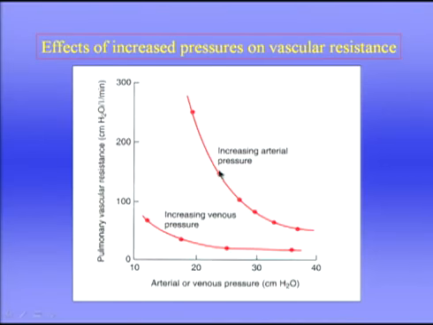By the same token, we can do a similar thing if we fix the arterial pressure constant. Suppose we fix arterial pressure at, say, 23 centimeters of water here, and increase venous pressure. Well, as we increase venous pressure, pulmonary vascular resistance falls. So this is a very different situation from an electrical resistance, which is unaltered whether you change the upstream or downstream pressure or not. What's the reason for this behavior?